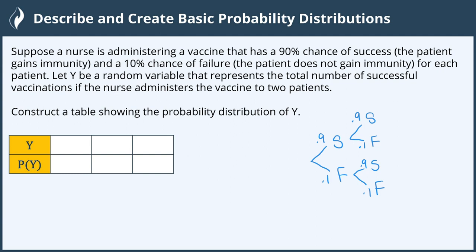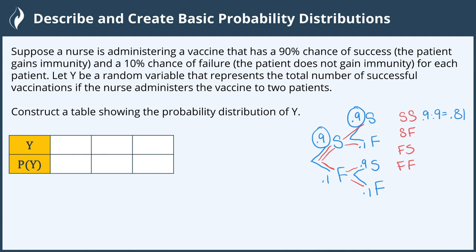Now let's go ahead and find all of our combinations. We have success and success for the first 2, success and failure, and then failure, success, and failure, failure. And we can find the probability of those by multiplying the chance of success times success. So we get 0.9 times 0.9, which gives us 0.81.